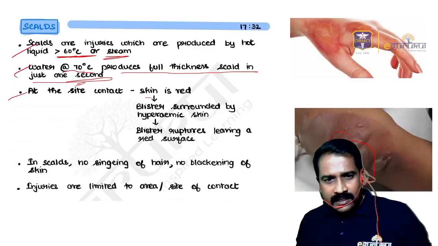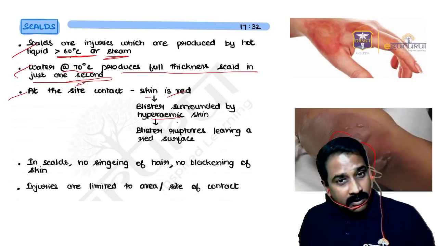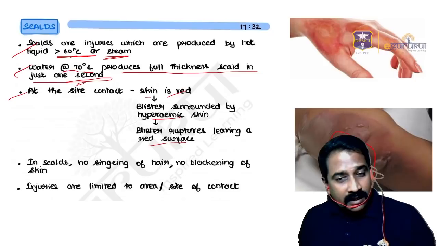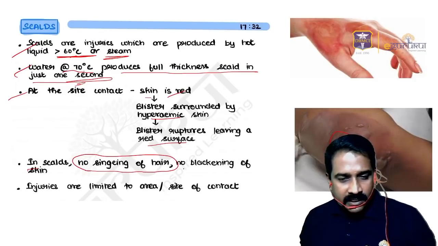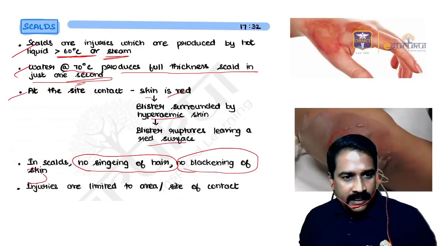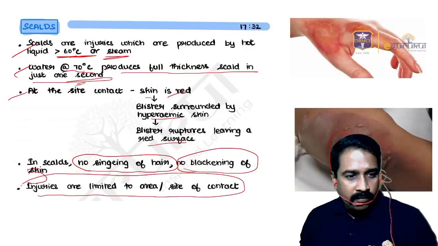So the skin is red. A blister is surrounded by hyperemic skin. The blisters rupture, leaving behind a red surface. So in scalds, there is no singeing of hair. Just now I mentioned there is no blackening of the skin. And injuries are limited to the area or the site of contact.